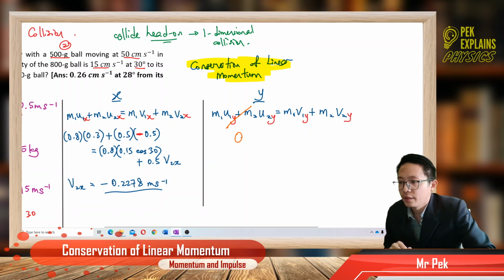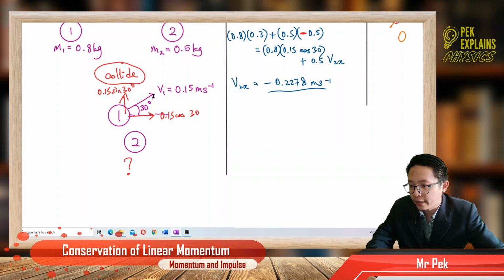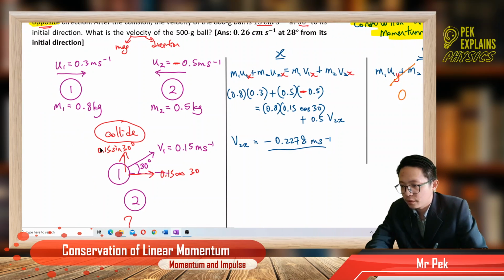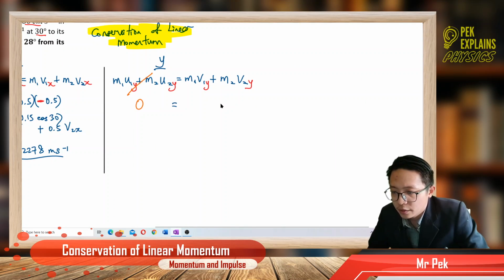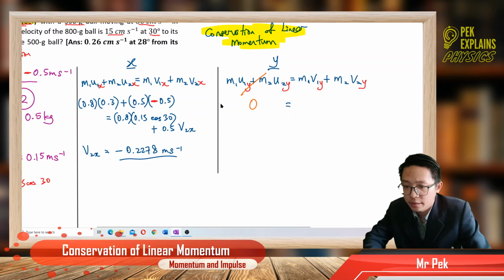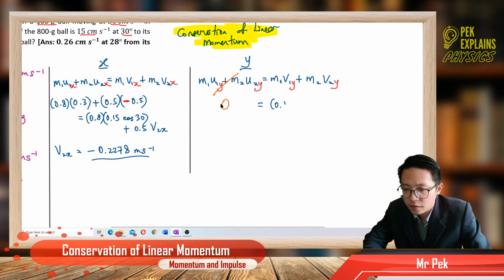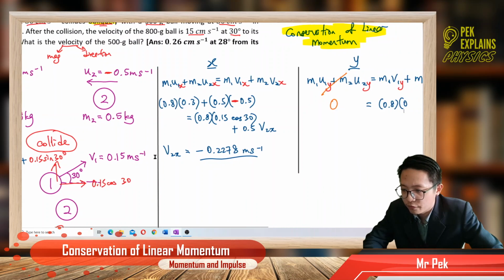Okay, let's continue. So what happened after collision? After collision, we have V1y, 0.15 sine 30, going up. So it's going up, so it's positive. Let us write it down. The mass of ball 1 is 0.8, and the y component is going up, so positive 0.15 sine 30.